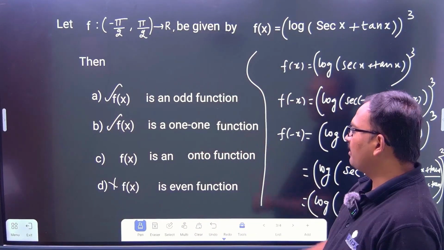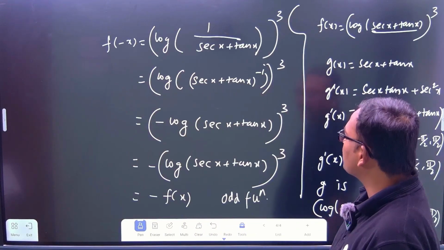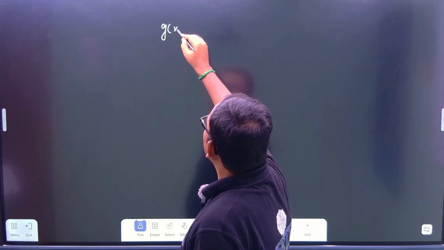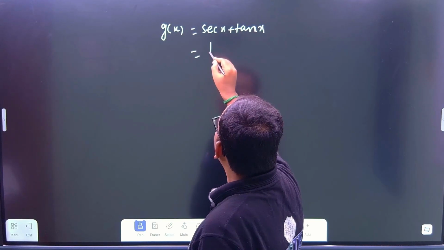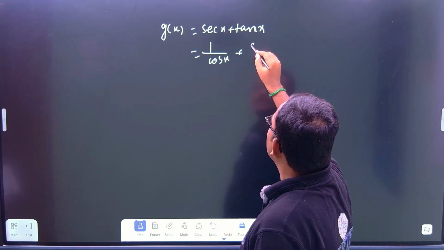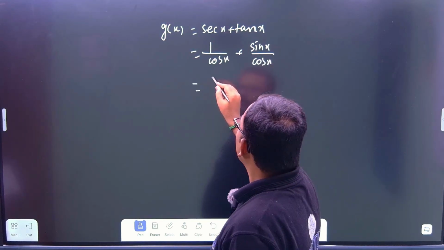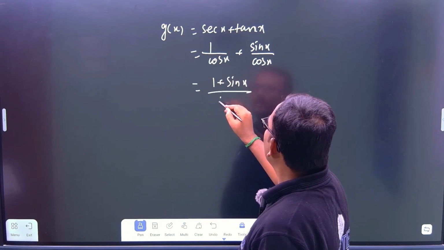Now check whether f is onto or not. How to check it? You can see here, g of x we are considering as secant x plus tan x. First, let us simplify this. Secant x, how to write? 1 by cos x plus sin x by cos x we can write. This is (1 plus sin x) divided by cos x you can write.